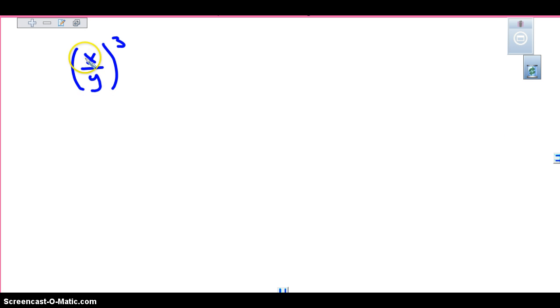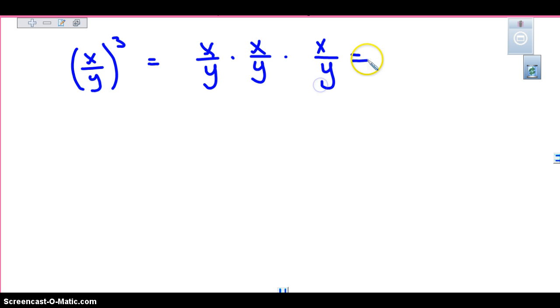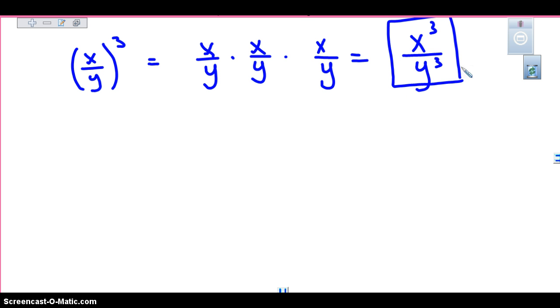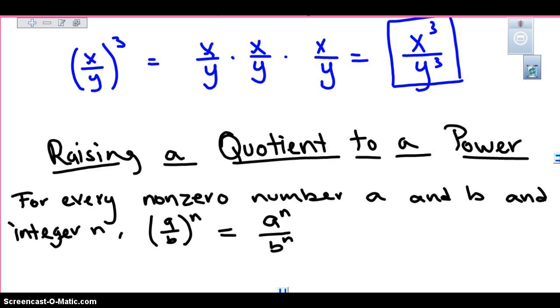We can use repeated multiplication to simplify x over y to the 3rd power. This would mean x over y times x over y times x over y, and this would equal x cubed over y cubed. We can use this example to illustrate another property. The property raising a quotient to a power says that for every non-zero number a and b, and integer n, a over b to the nth power is equal to a to the n over b to the n.